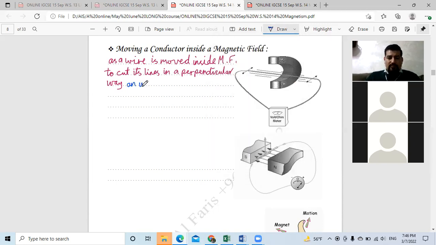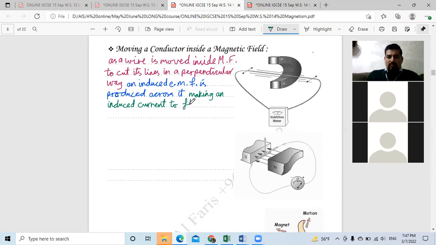cutting in the perpendicular way, an induced EMF, voltage, yes, an induced EMF is produced across it, making an induced current flow if there is a closed circuit. Good.